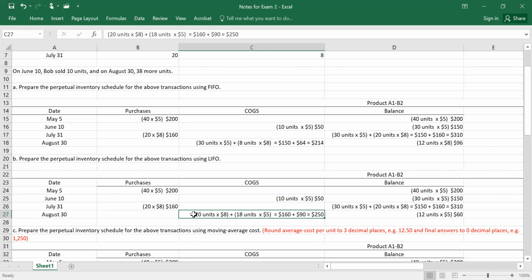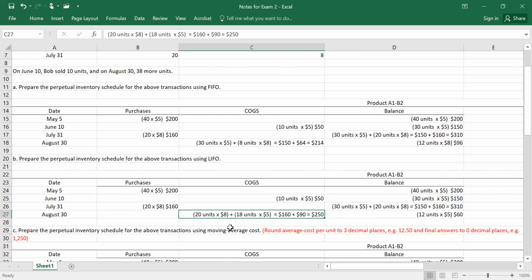Well, that other 18 items had to come from what was remaining right here, 30 units. So 18 units, and those 30 units were at 5 per unit. So 18 times 5 is 90. So if we add 160 plus 90 together, it gives us 250.